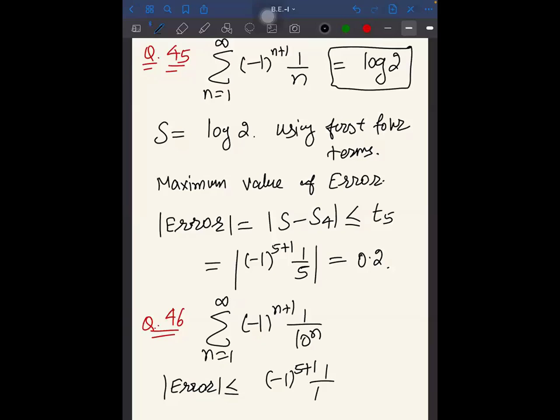5 plus 1, 1 by 10 raised to power 5, this is the maximum amount of the error. Okay, but now can you find the actual value of this sum? Can you find it or not?